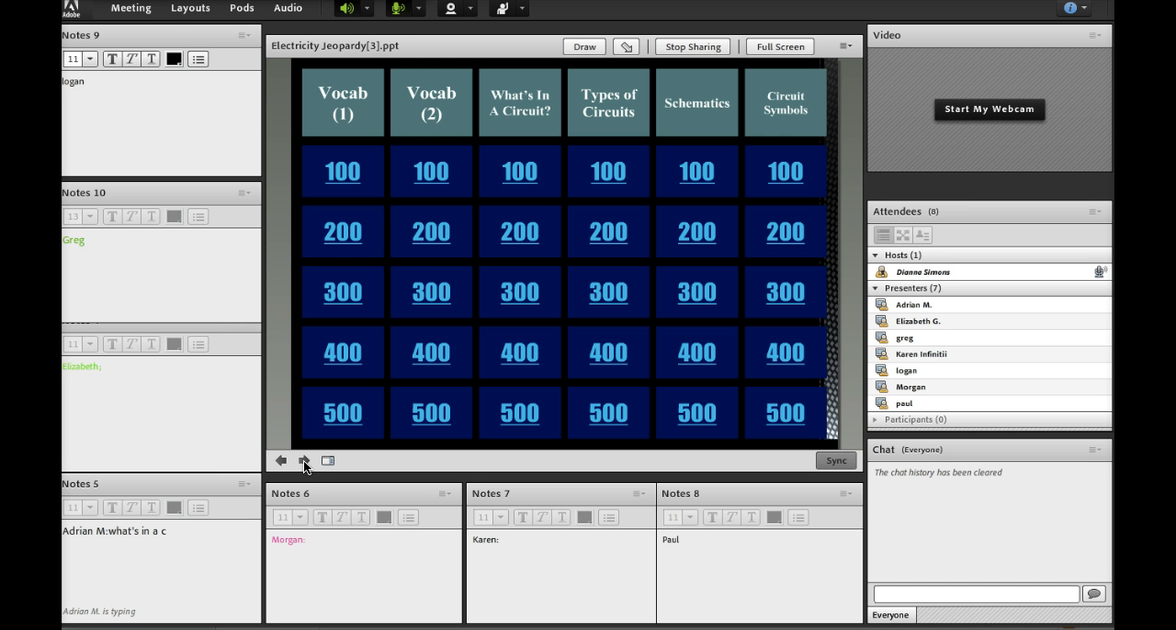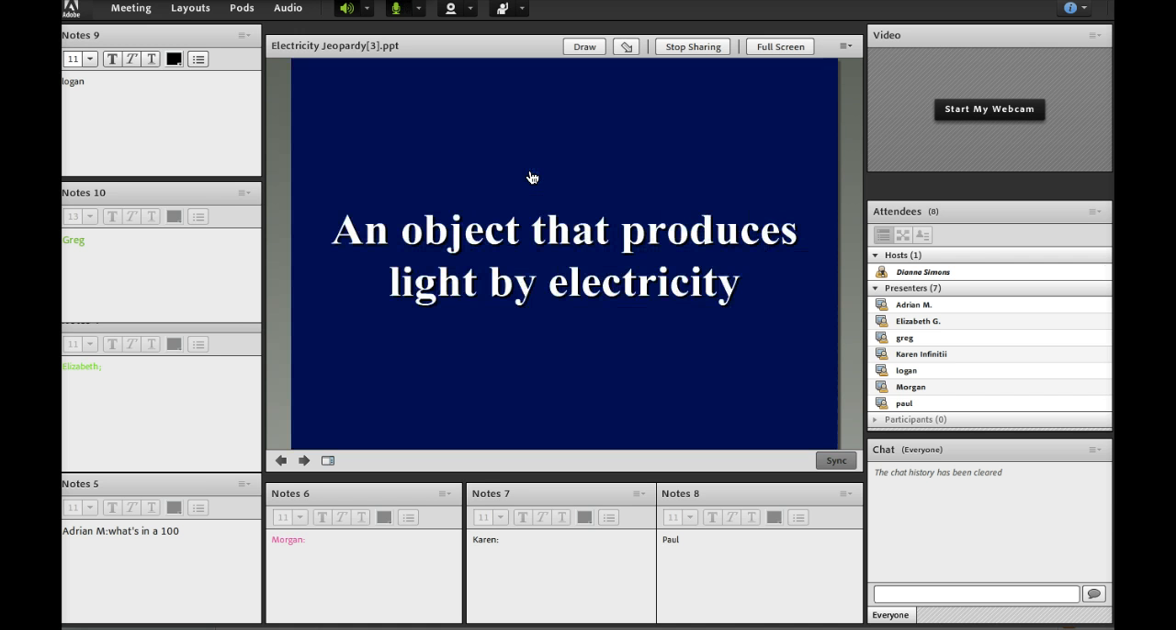What's in a circuit? I got that much. What number? We can start wherever you want. 100, 500, 200, whatever. All right, let's start there. Everybody ready? Okay, the object that produces light by electricity. If you know the answer, just type it in your chat box, okay? And everyone will get to see the answer.